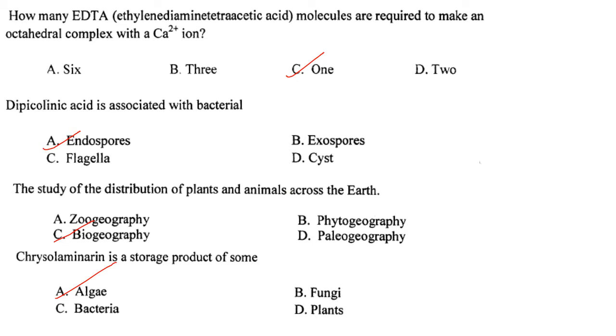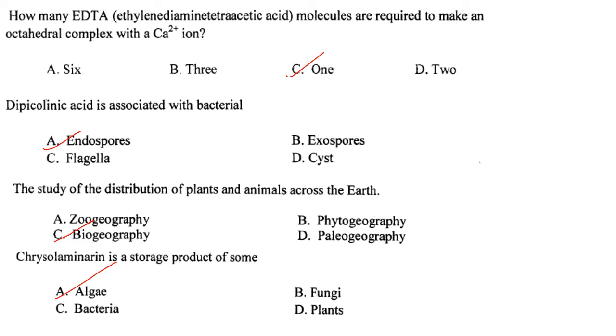Then how many EDTA molecules are required to make an octahedral complex with Ca2 positive ion? So one EDTA molecule is enough. Answer is option C. Dipicolinic acid is associated with bacterial. So that is associated with bacterial endospores. It's found in endospores. The study of the distribution of plants and animals across the earth. It is called as biogeography. Answer is option C.